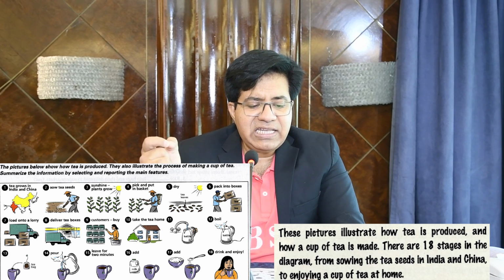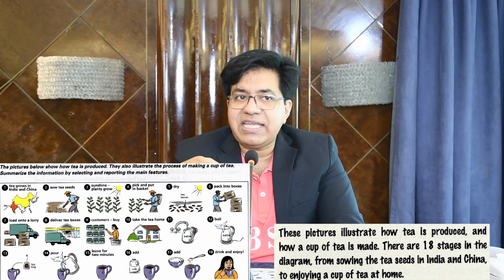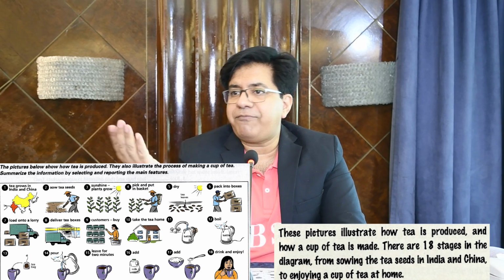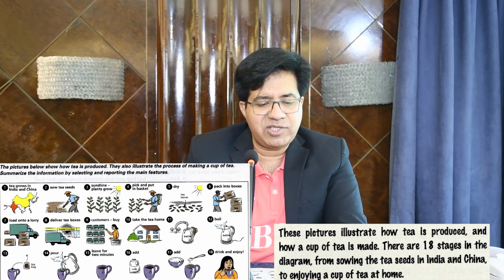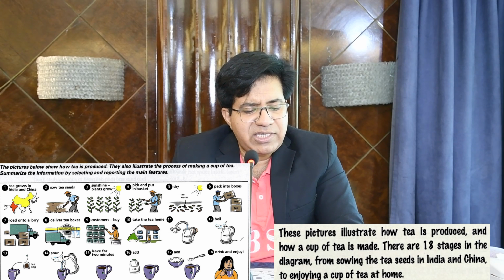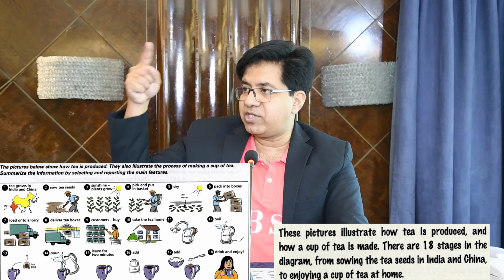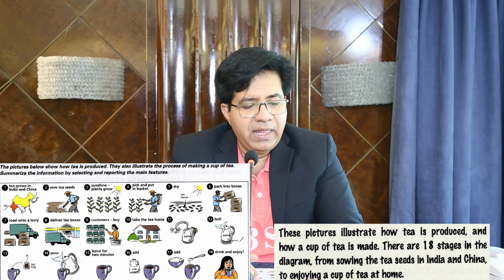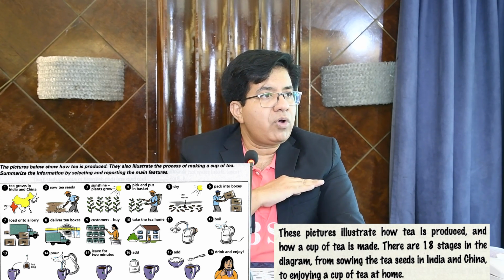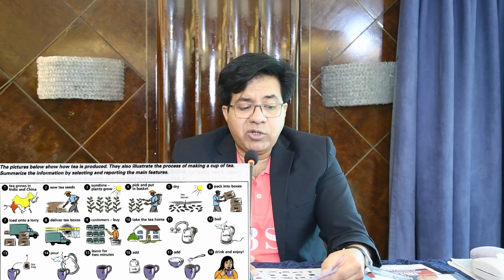There are 18 stages in the diagram. Can you see 18 stages? And then you will give the reference of the first stage and the last stage. So there are 18 stages in the diagram, from sowing the tea seeds in India and China to enjoying a cup of tea at home. First stage and the last stage. Now, we will talk about all the stages one by one. And you need to use these phrases.